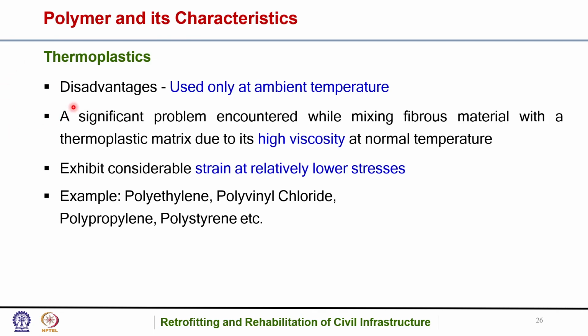However, it also has some disadvantages, like it is used only at ambient temperature. A significant problem encountered also while mixing fibrous material with a thermoplastic matrix is due to its high viscosity at normal temperature, and they also exhibit considerable strain at relatively lower stresses. The examples of which can be polyethylene, polyvinyl chloride, polypropylene, polystyrene, etc.